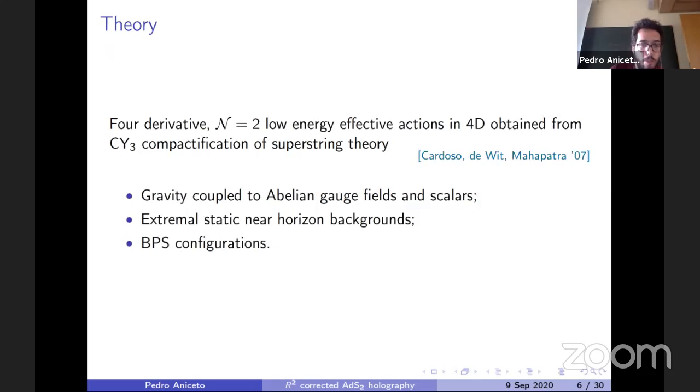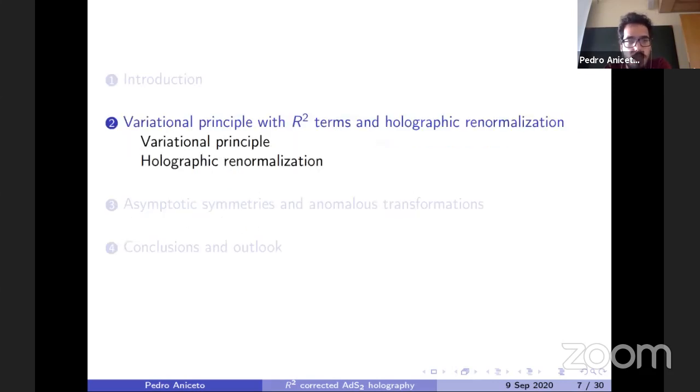At the end of the day, we'll be, of course, focusing on extremal static near horizon backgrounds, and moreover, on BPS configurations, so that we can actually use the attractor mechanism, which will allow us to simplify our computations. So let's start discussing how we actually obtain the two-dimensional effective action.